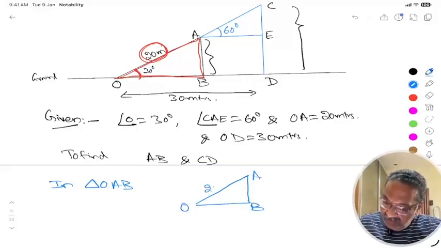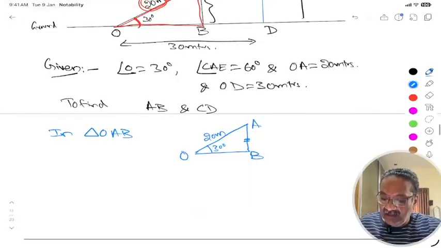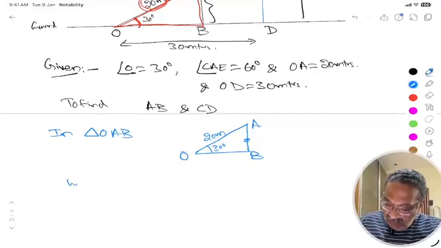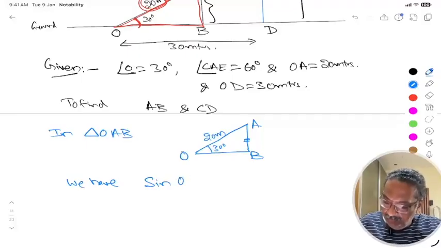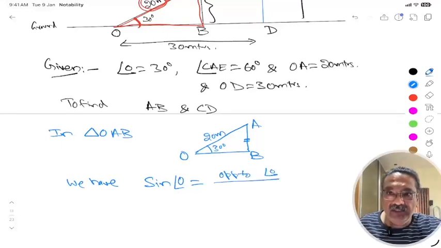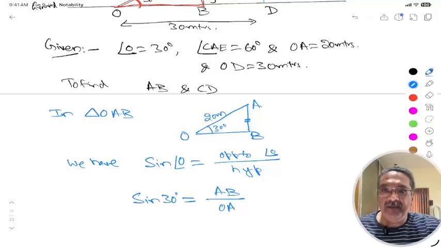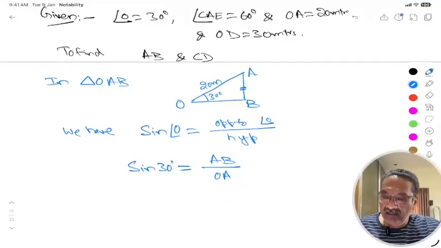OAB, this is 20 meters and this is 30 degrees. We need to find AB. AB ಏನಾಗುತ್ತೆ? ಸಿ AB is opposite to angle O, correct? Therefore we have sin of angle O is equal to opposite to angle O. ಇಲ್ಲಿ O ಮತ್ತು 0 ಕನ್ಫ್ಯೂಸ್ ಆಗಬೇಡಿ. Opposite to angle O divided by hypotenuse, right? That is, we have sin of 30 degree is equal to opposite to angle O is AB divided by hypotenuse is OA. What is sin 30? Value of sin 30 is 1 by 2.